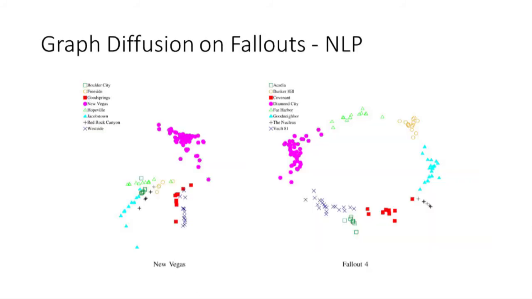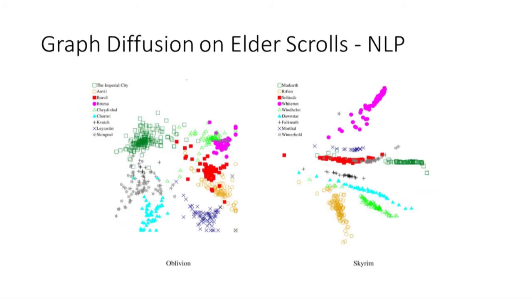Using the graph diffusion, we were also able to see these types of clusterings of cities within the game graphs. New Vegas, we see that there's this giant purple cluster of New Vegas itself, with all of the cities kind of ancillary to it. Fallout 4's narrative seems to be more of a ring-based structure, in which all the cities have kind of this centralized hub around the one area.